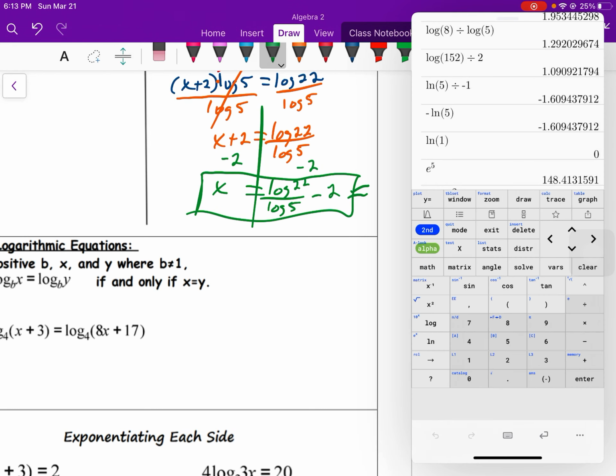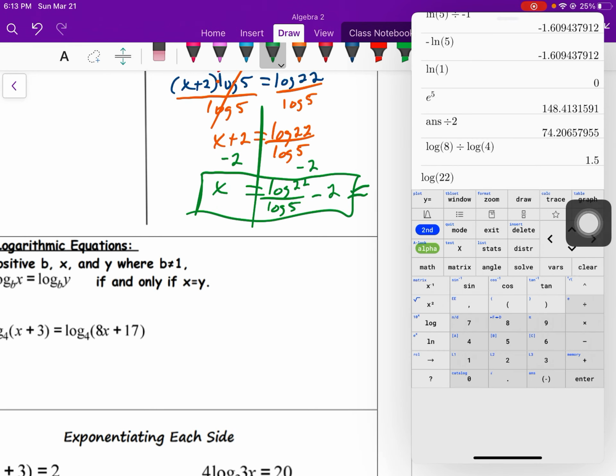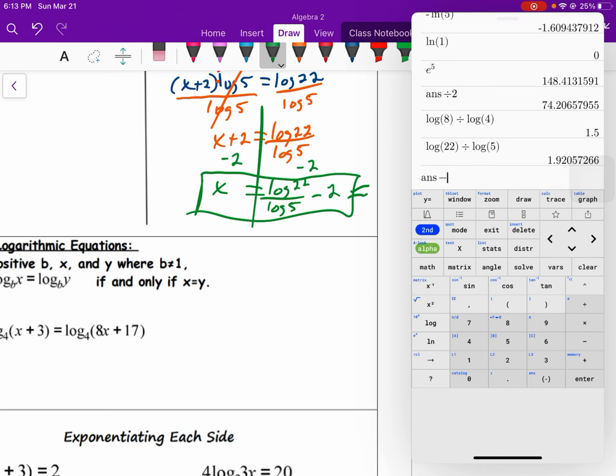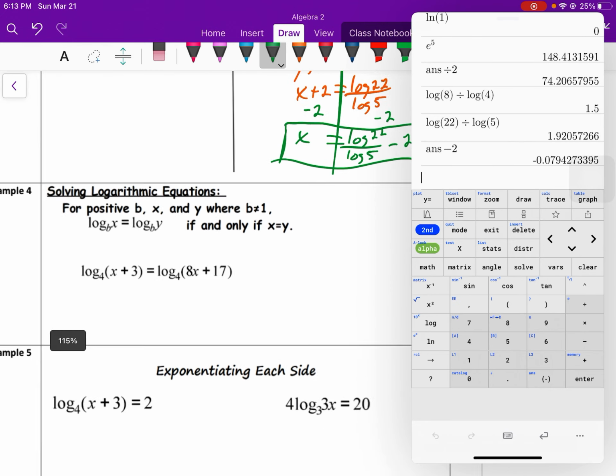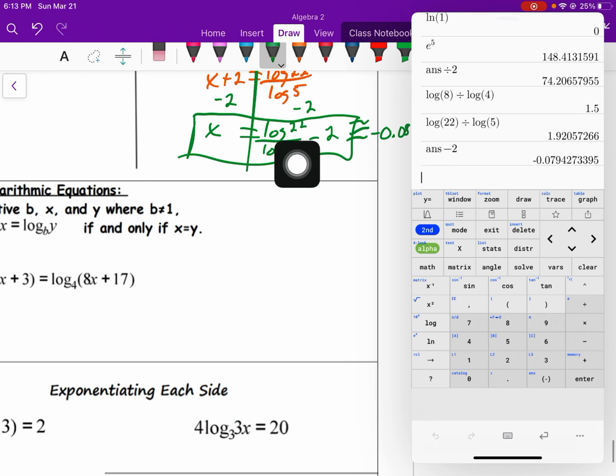You would do log of 22 divided by log of 5. Then this you would subtract from 2. So this is approximately negative 0.08. Reiterating, this is my exact answer, and this is approximately my answer.